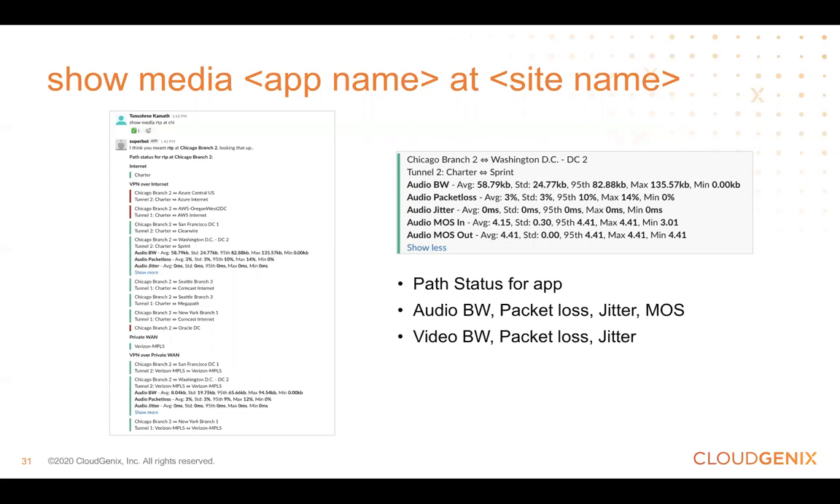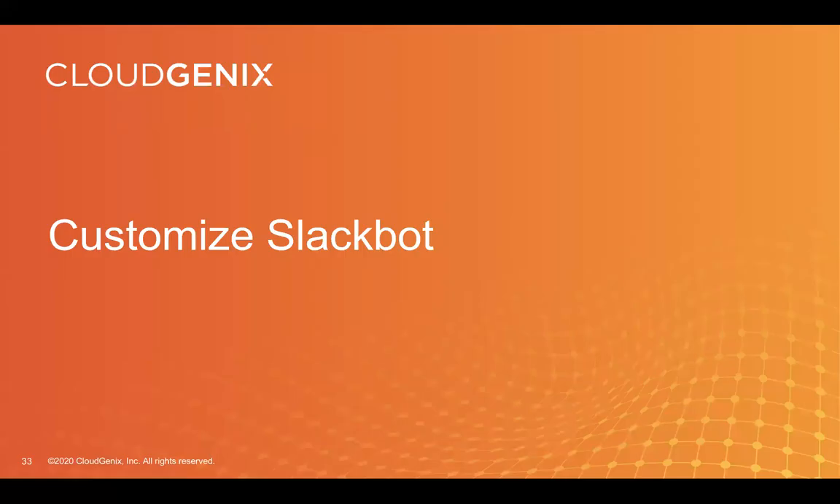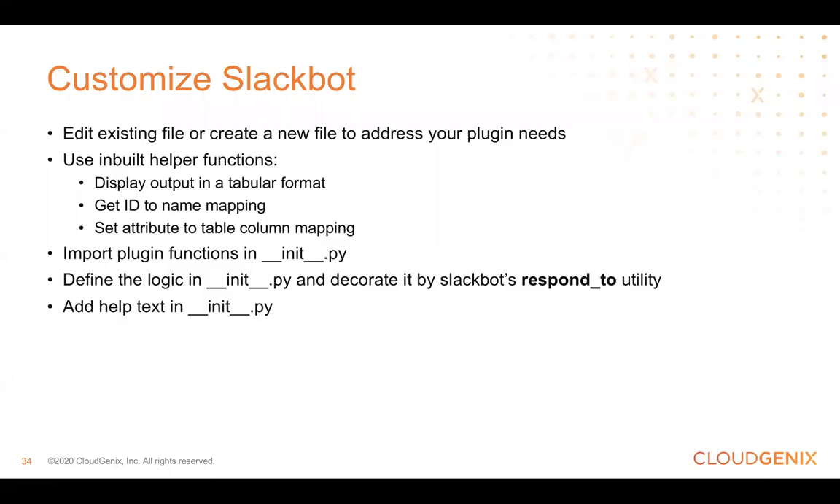So these are all the integrations that are already part of the integration that we've built with Slack. Let's explore some of the customizations that you can add and how easy it is to add additional plugins. Again, it's a simple 5-step process. What you need to do is basically write functions to address your plugin needs. So you can either edit an existing file or create a new file to incorporate your plugins.